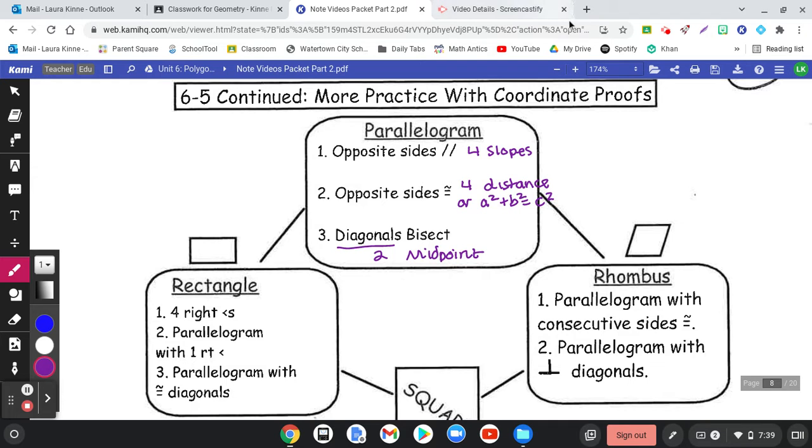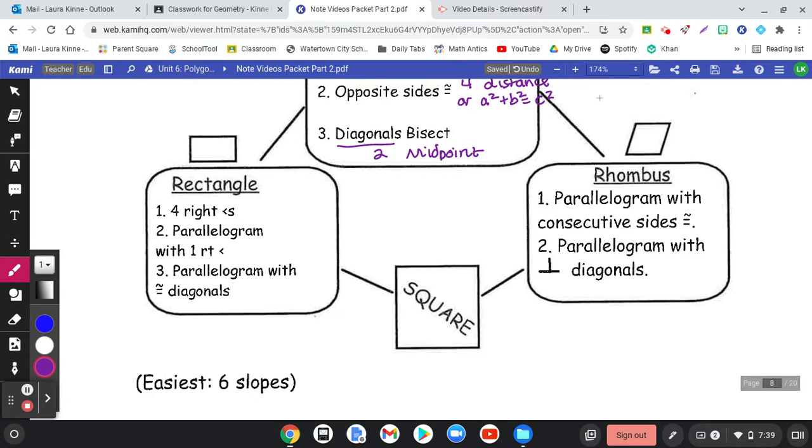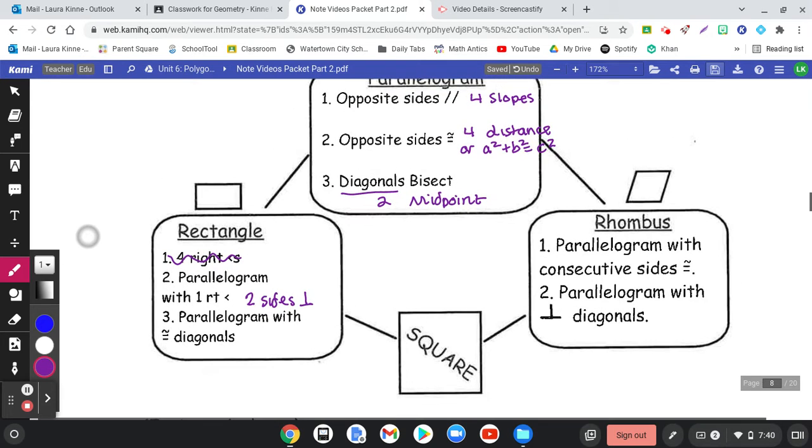All right, so any of those would show it's a parallelogram. From there, you can show it's a rectangle by doing four right angles, but with a parallelogram, which we already have, one right angle is enough. So just show that two sides are perpendicular. So you wouldn't have to do any work. That would just come from what you already found up there with the slope. Or a parallelogram with congruent diagonals. So that would just be two distance, or a squared plus b squared equals c squared.